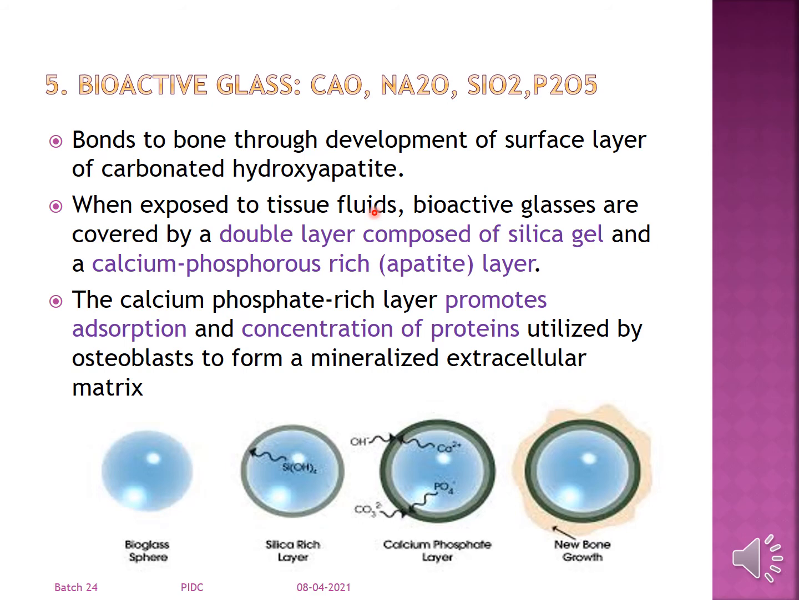When exposed to the tissue fluids, bioactive glasses are covered by a double layer composed of a silica gel. So you can see the first layer is the silica gel. This is the component of graft. So the first silica-rich layer is formed, and after this you have a layer of calcium phosphate which is being formed. So this calcium phosphate rich layer promotes the adsorption and the concentration of the proteins utilized by the osteoblasts to form a mineralized extracellular matrix.